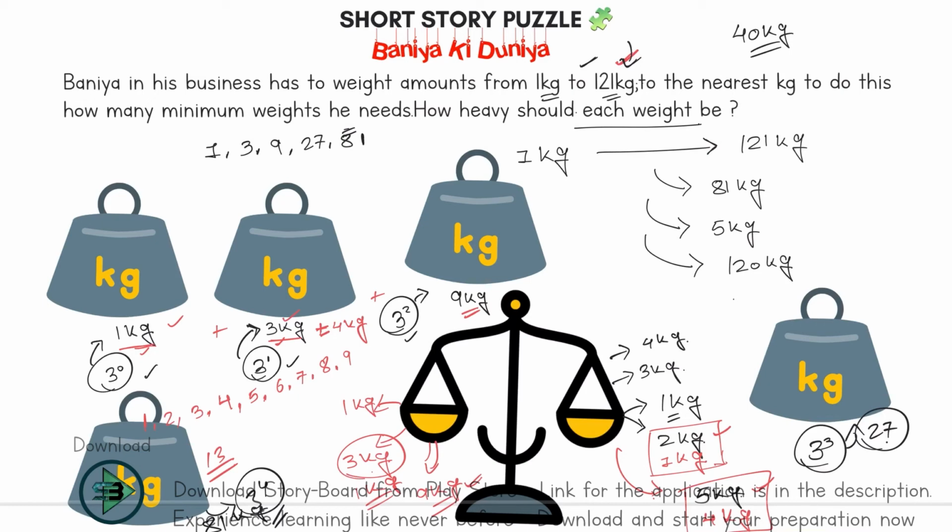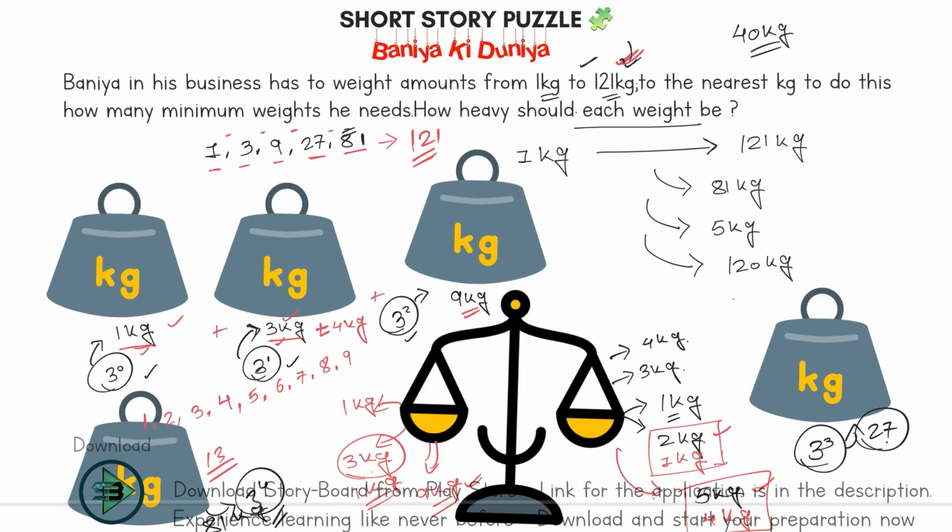With these 5 weights, what is the maximum that I can measure? Of course I can measure the range in between them, right? I already know that. What is the maximum that I can measure with this? 81 plus 27 plus 9 plus 3 plus 1, that turns out to be what? 40 plus 81, that is 121, correct. So I can measure up till 121 kg by using these 5 weights.